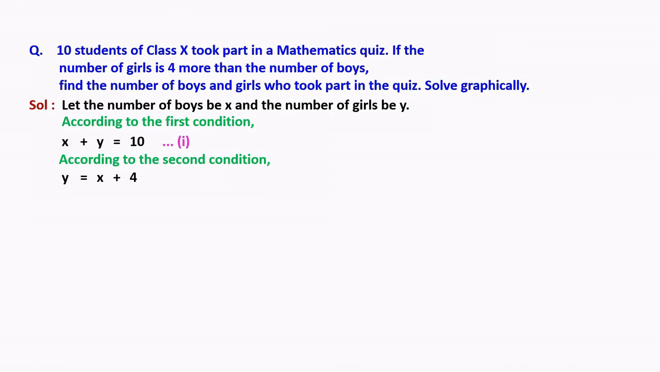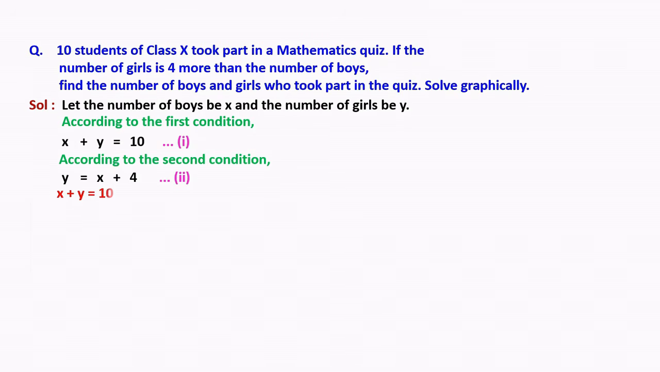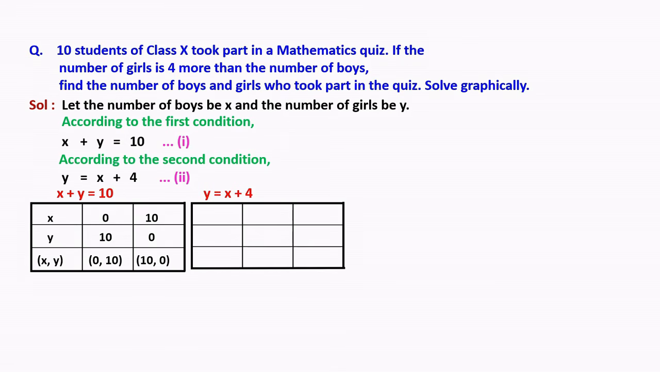For graphical representation, we need 2 points for each equation. For the first equation, when X is 0, Y is 10, so point 0, 10. When X is 10, Y is 0, so point 10, 0. For the second equation, when X is 0, Y is 4, so point 0, 4. When X is 4, Y is 8, so point 4, 8.